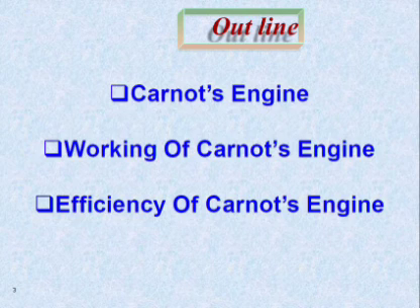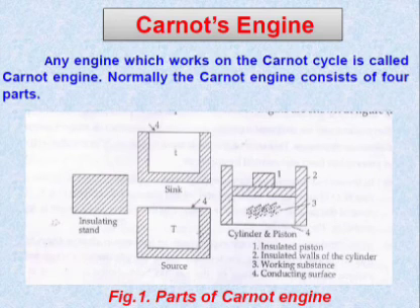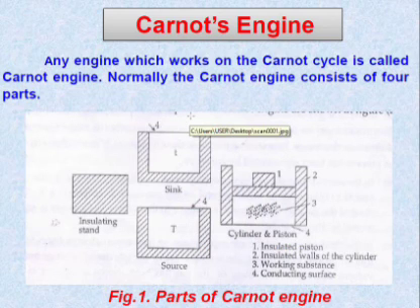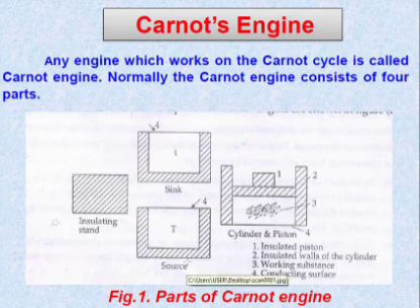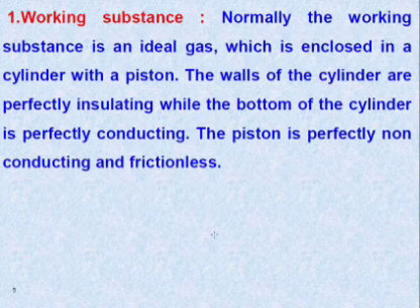Today, I am going to present a topic on Carnot engine, working of Carnot engine, efficiency of Carnot engine. Carnot engine. Any engine which works on the Carnot cycle is called Carnot engine. Normally, the Carnot engine consists of four parts. They are source, sink, insulating stand, cylinder and piston.